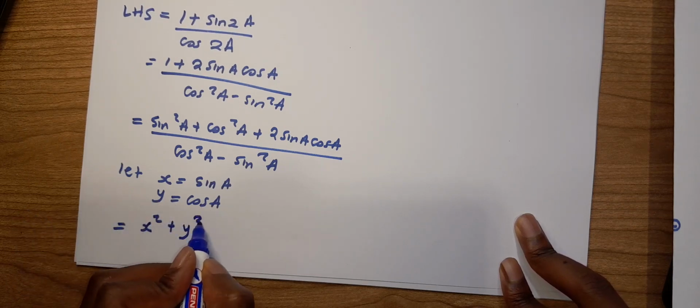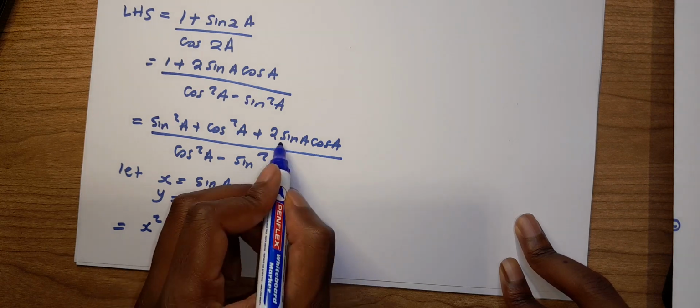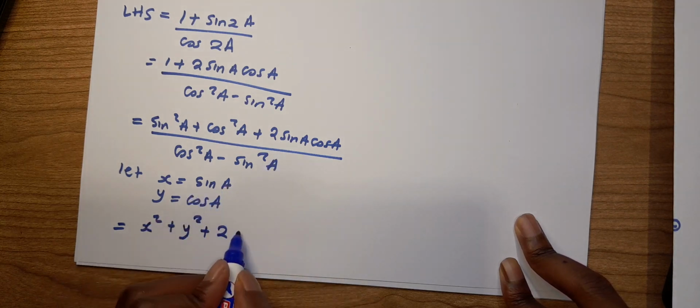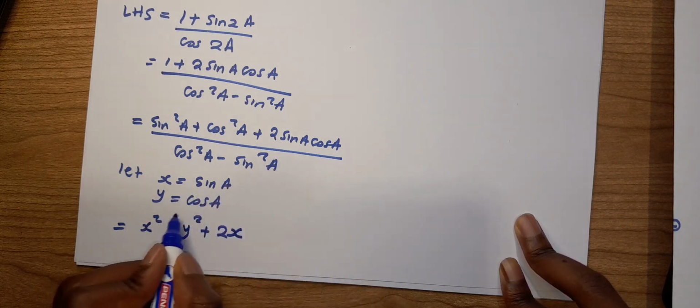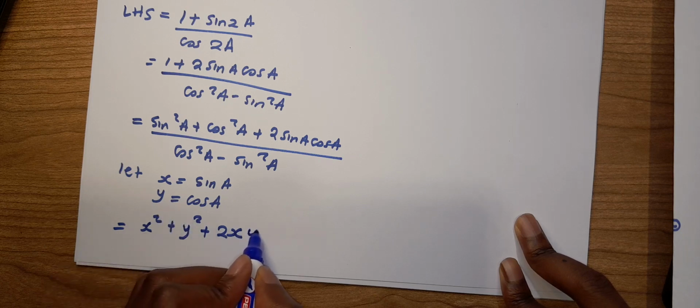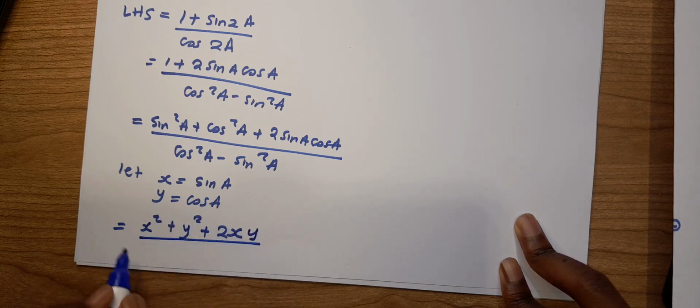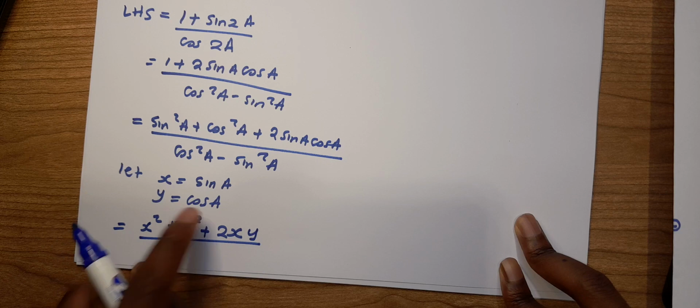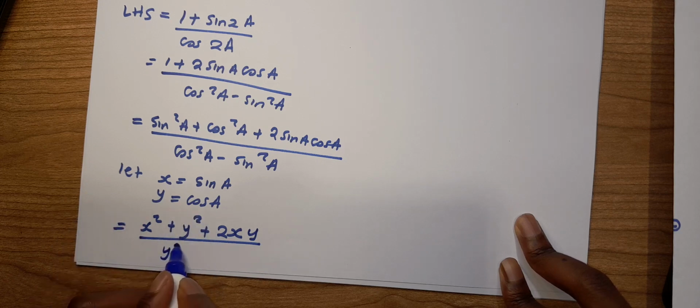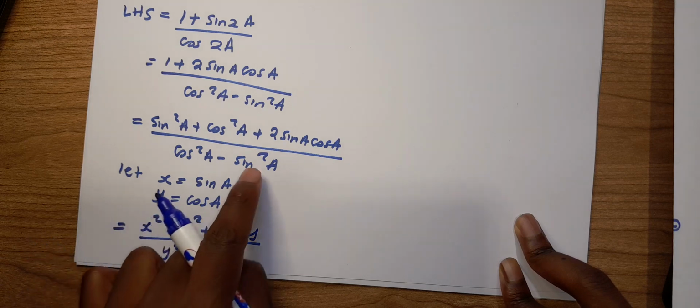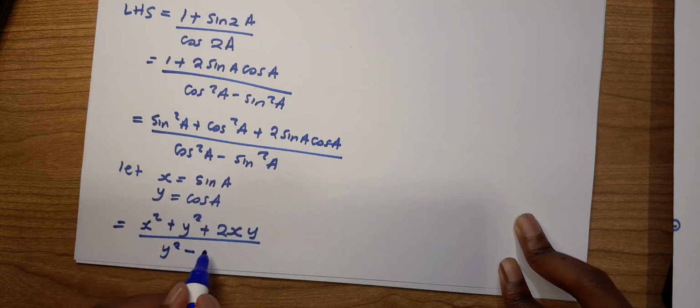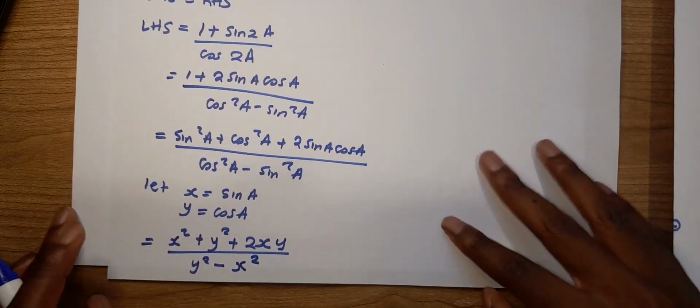Plus 2 times, what is the sine of alpha? The sine of alpha is x. What is the cos of alpha? The cos of alpha is actually y, divided by, what is the cos of alpha? The cos of alpha is going to be y squared, right? Minus, what is the sine of alpha? The sine of alpha is going to be x squared, right?